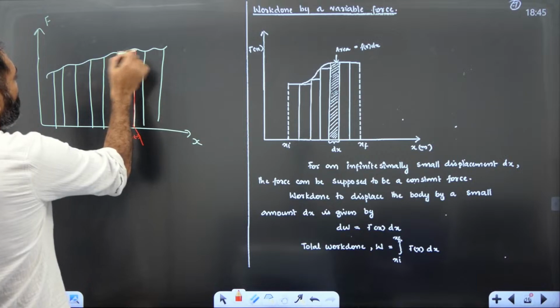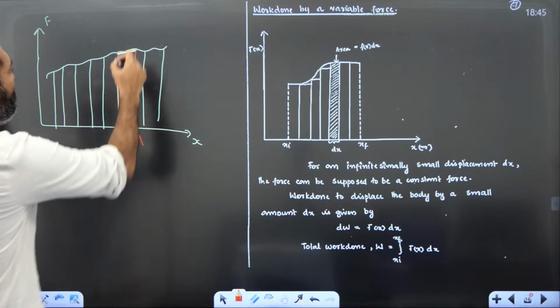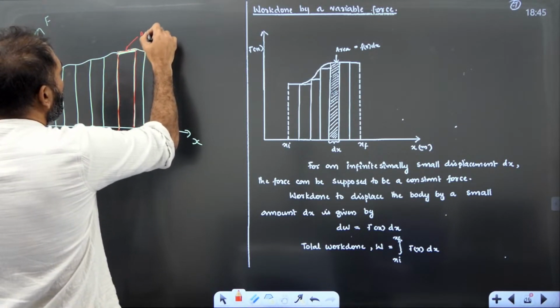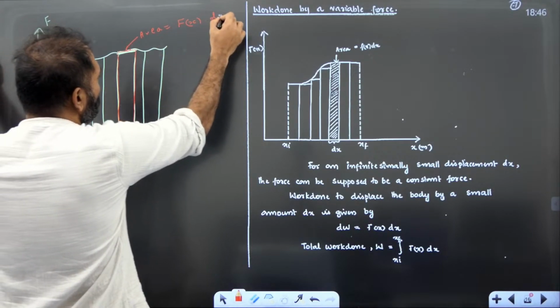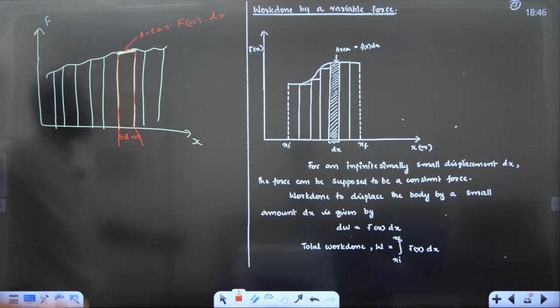This force is what? A constant. So it will be the area under this. Area is equal to f of x dx. Why f of x? F of x means force only, that is force itself. But still I am writing f of x.